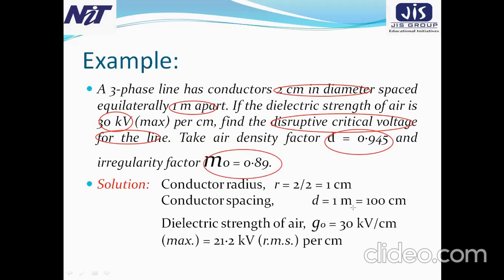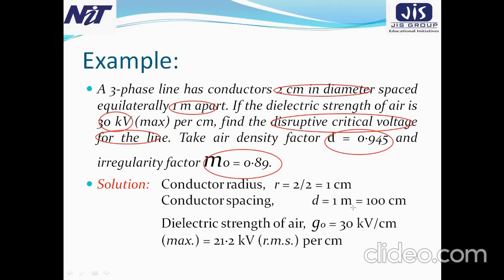First, to solve any type of problem from power systems or other subjects, please write all the given values. So what are the values given here? The diameter of the conductor is given, so we have to find the radius. The diameter is 2 centimeters, so the radius is diameter by 2, that is 2 divided by 2, so it will be 1 centimeter. Now the conductor spacing D equals 1 meter.